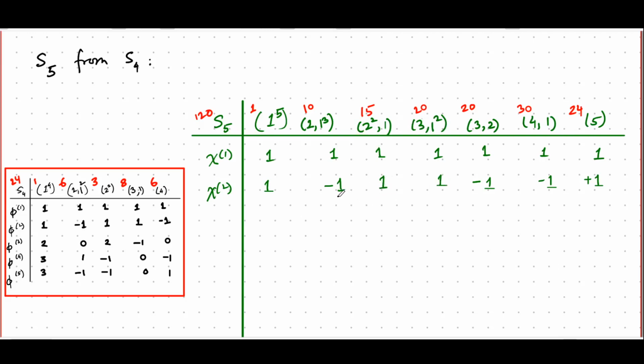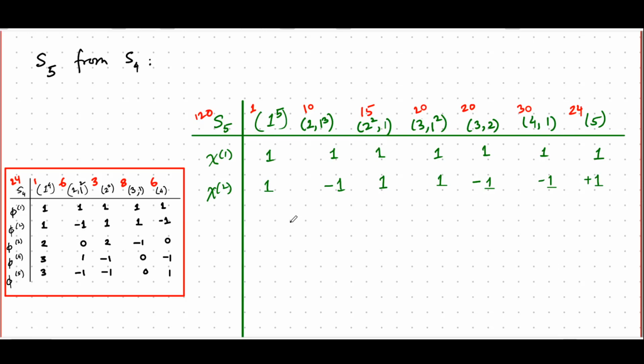The odd cycles, the overall odd permutations correspond to -1. So that's my second one-dimensional representation. So when we begin, we already know these two. Now let us try to figure out the compound characters using our formula.